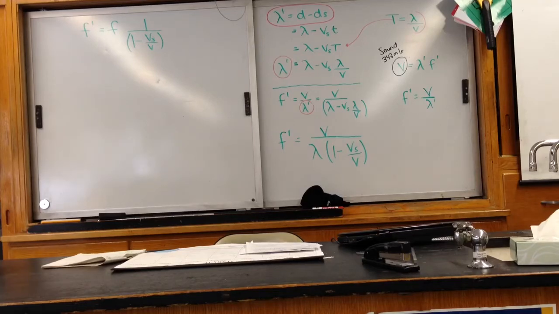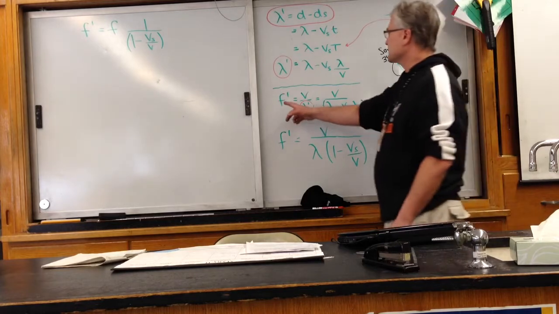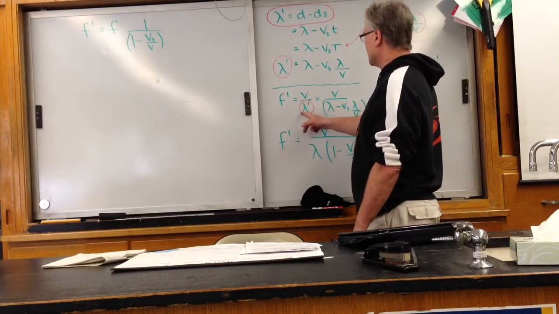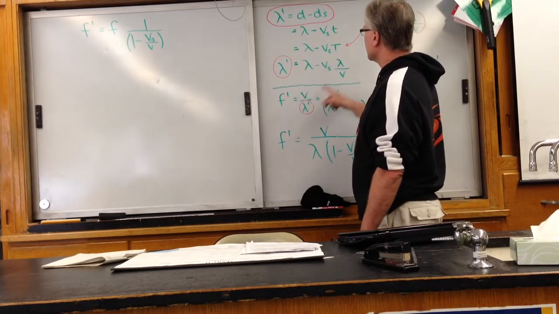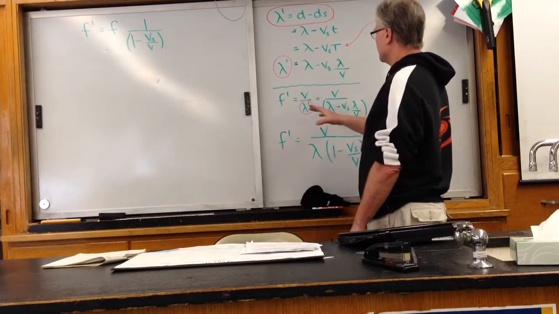All right, now let's see where we're at now. We've made some nice little substitutions here. So we've taken our f prime, we know that's v divided by lambda prime, and then replaced lambda with this nice little equation that we developed here.